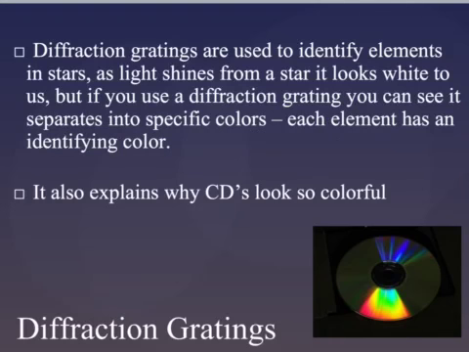Okay. Another thing you can see is CDs. CDs are made from bunches of tiny holes and ridges, essentially, and that's why they look like a whole bunch of different colors. It acts like a diffraction grating. The other way that diffraction gratings are used is to identify elements in stars, because each different element has an identifying color. As light shines from a star, it looks white to us, but if you use a diffraction grating, you can see it separate into specific colors, and the different colors that it separates into will tell us what element that star has, because each element has an identifying color.